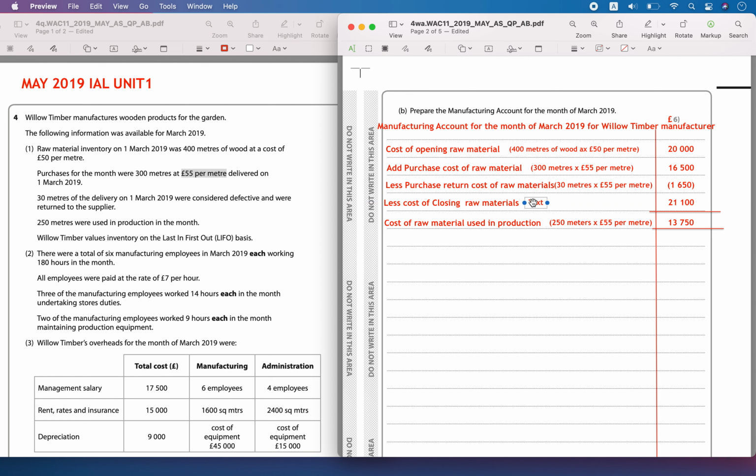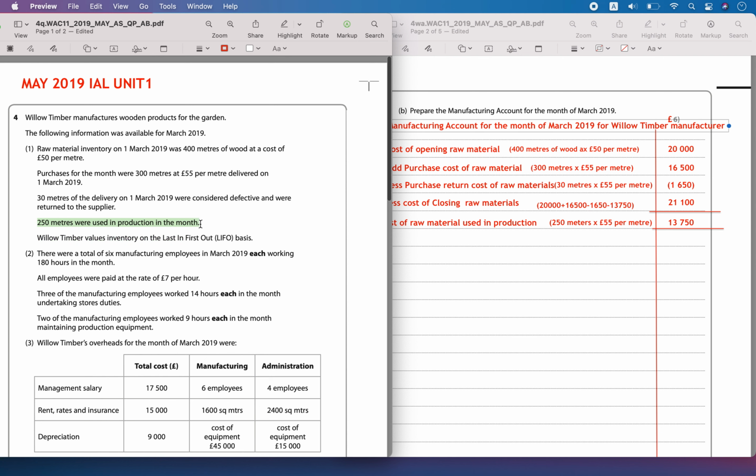So how did I get this? We can write it here. It is nothing but 20,000 plus 16,500 minus 1650 minus 13,750. Because 13,750 is given, usually you have to calculate the cost of raw materials production, but here they have already given that 250 meters was used up in the production. So then you will know the remaining left.